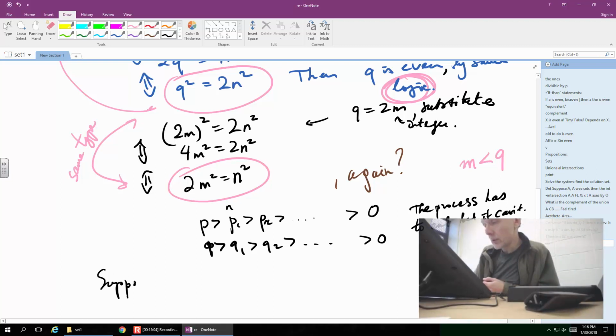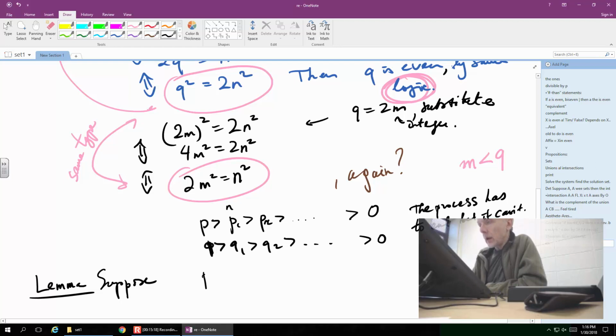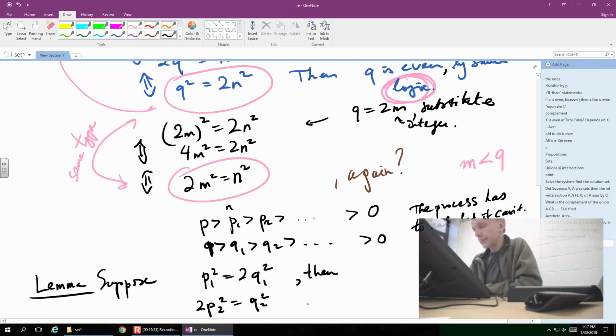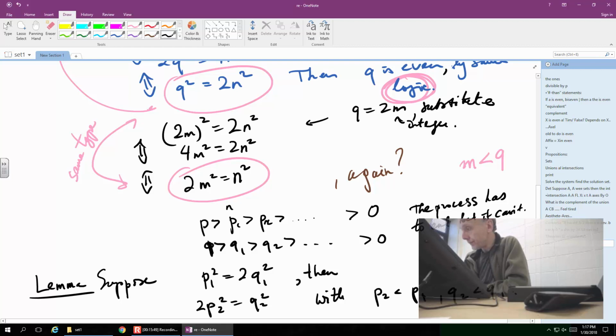So suppose, once again, one of those lemmas that we need. Okay, or maybe we actually can get around it probably, but suppose we have P1 squared is equal to 2Q1 squared. Okay? Then 2P2 squared is equal to Q2 squared. With, once again, P2 less than P1, Q2 less than Q1. Okay? How can Q2 be less than Q1?